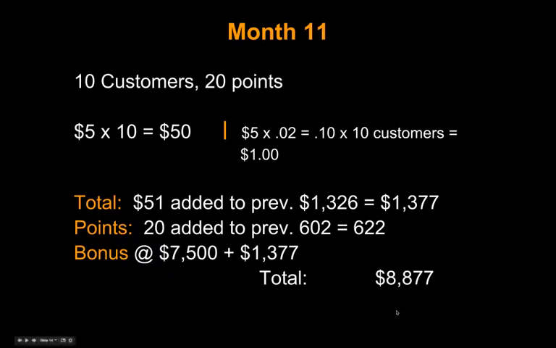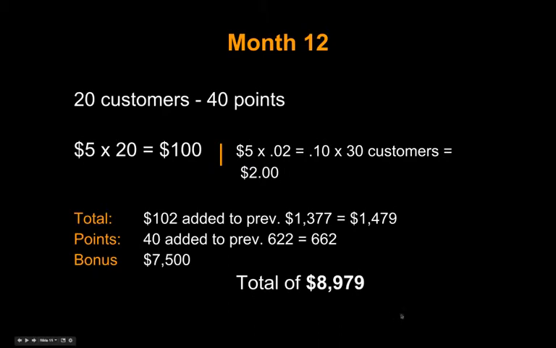In month 11, he got 10 extra customer points. He made over $8,000, almost $9,000 this month. I'll leave it up for another second or so you can go through the total, the points, and the bonus. Okay, month 12. 20 customers. He earned an extra 40 points. His payout comes to $8,979.